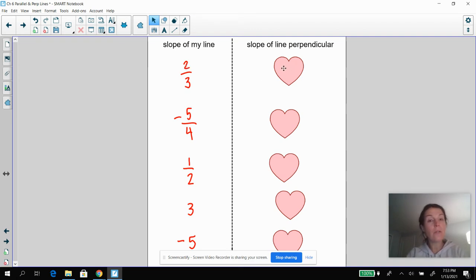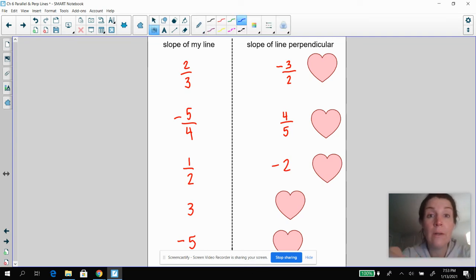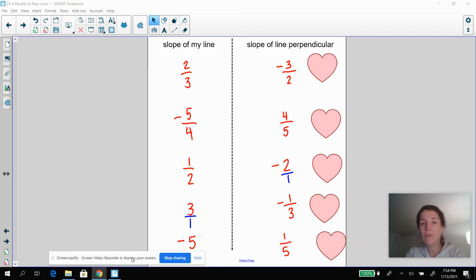So the opposite reciprocal of 2/3 is -3/2. -5/4, the opposite reciprocal is 4/5. 1/2, the opposite reciprocal is -2. So you just flip it, right? Technically it would be -2 over 1, but we can just leave it as -2. Then the opposite reciprocal of 3 would be -1/3, because remember, technically this is 3 over 1, so the reciprocal of that would be 1/3. And last but not least, the opposite reciprocal of -5 is 1/5.